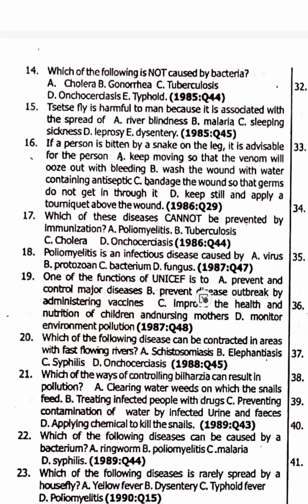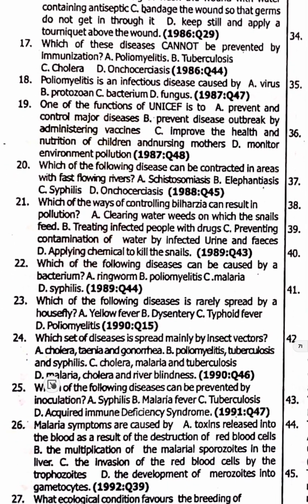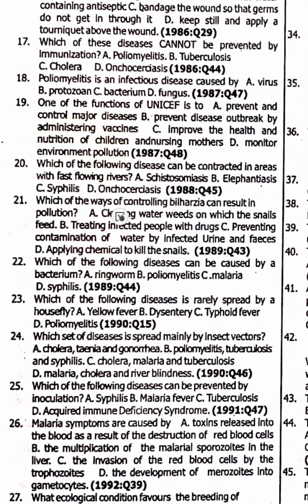Number 20, which of the following diseases can be contracted in areas with a fast flowing river? Onchocerciasis. You see, in 20, they don't repeat that question again. Black fly, onchocerciasis. 21, which of the ways of controlling behaviors can result in pollution?